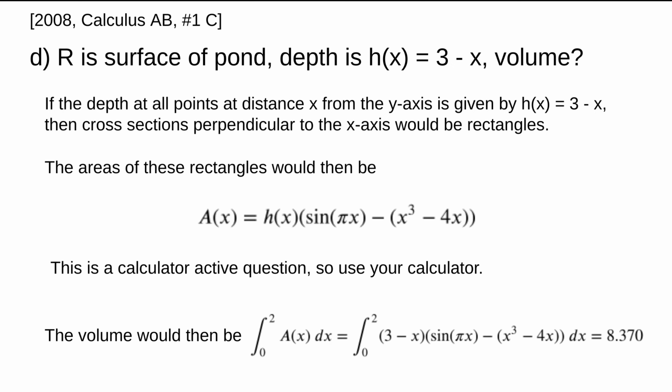So if I enter that in my calculator, the integral from 0 to 2 of 3 minus x times this giant sine pi x minus x cubed minus 4x function, and let my calculator calculate that for me, the volume of the pond is 8.370 cubic units, whatever that is.